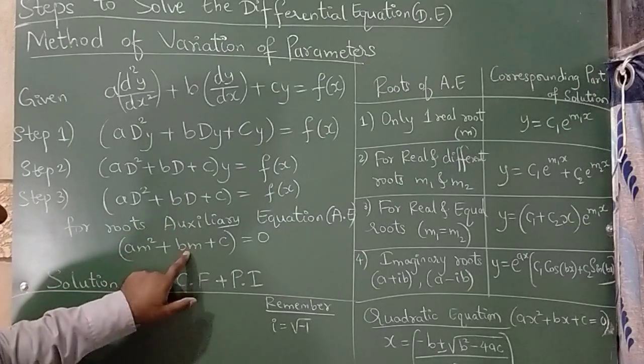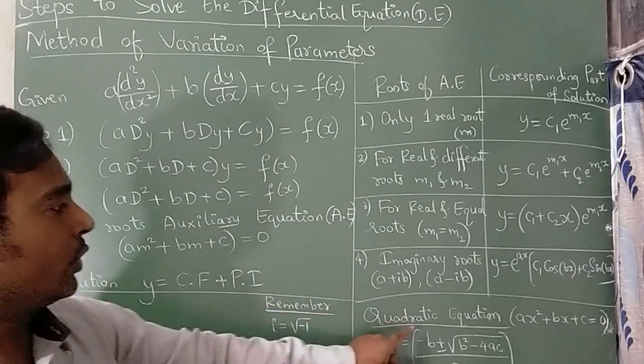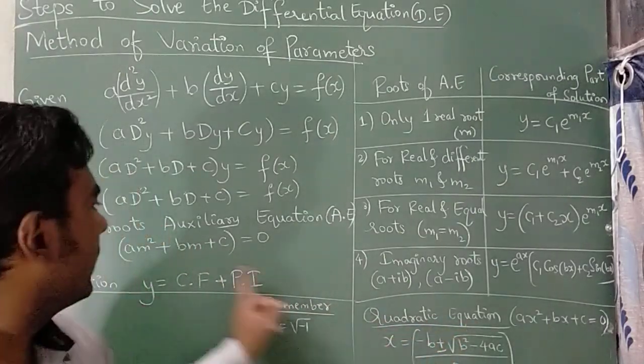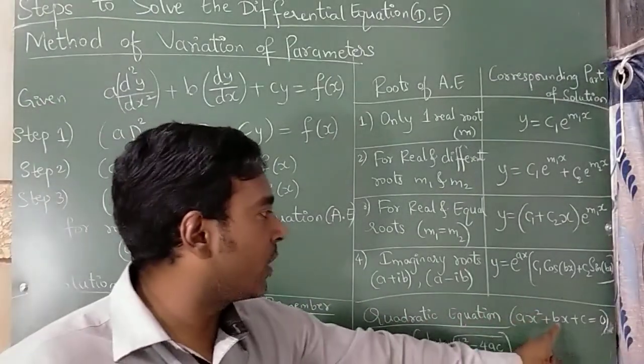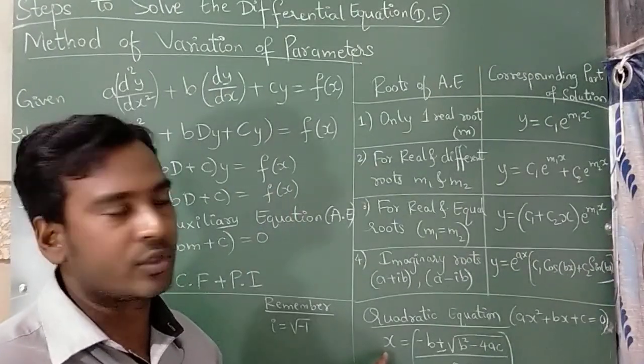Here also you need to write m. You have to factorize this, or else you have to use the quadratic equation. Here you can see the quadratic equation ax square plus bx plus c is equal to 0, and you have to find x, that is nothing but the roots.